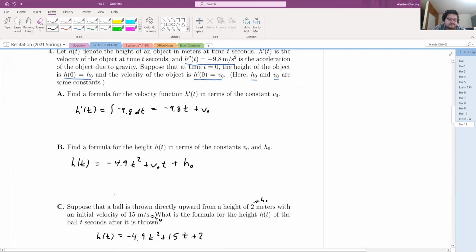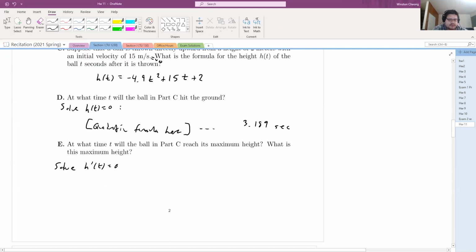So the derivative set equal to 0, that's negative 9.8 t plus 15, we would set equal to 0, which would give us that t is equal to 15 divided by 9.8 seconds. And there isn't really a way to make this look any nicer. Maybe you could get rid of the decimal point, but you still get a nasty fraction. So I just left it as that.